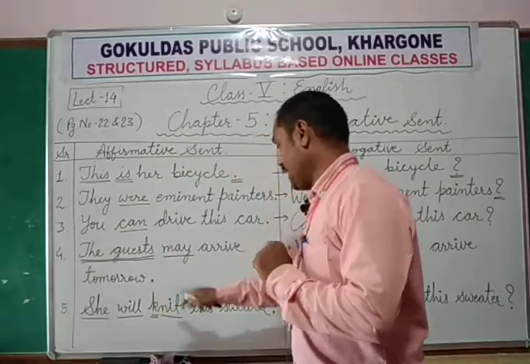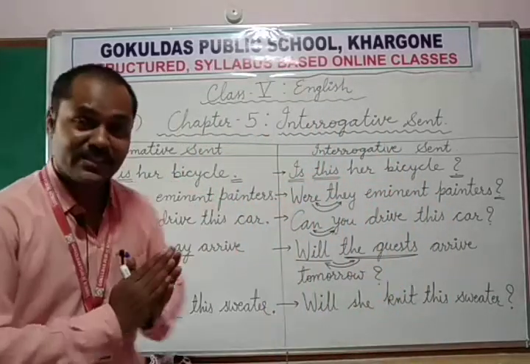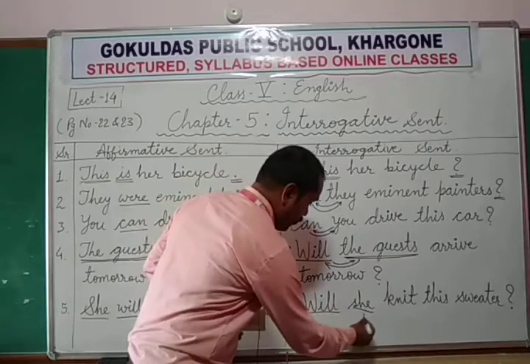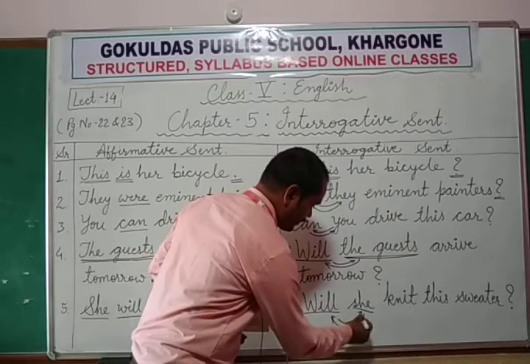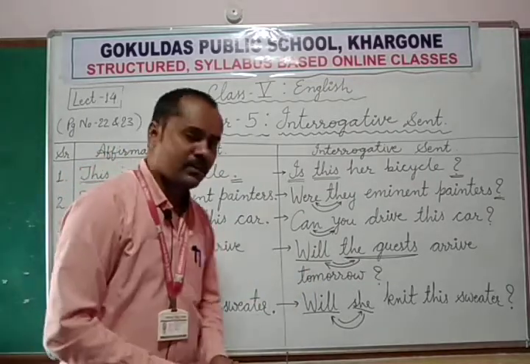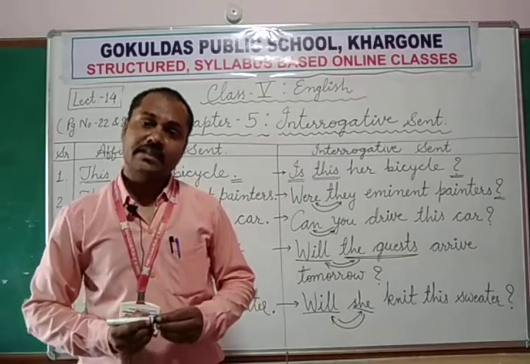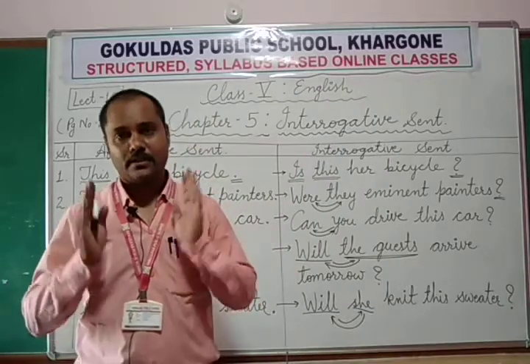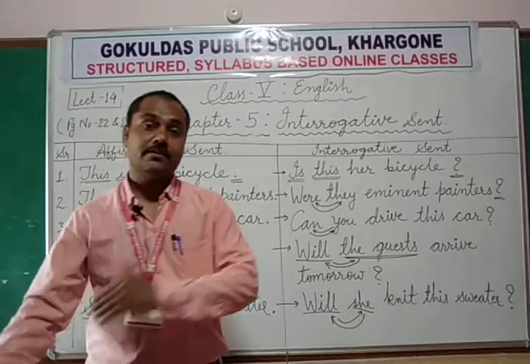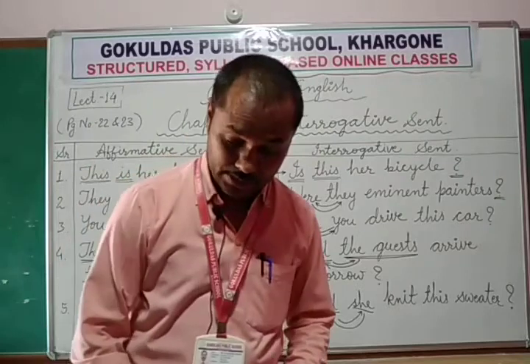So she will knit this sweater. That is a confirmation. But if you want to ask something, we exchange. Will she? Now change the places. Will she knit this sweater? Now this is a question. So that is a simple way to make affirmative sentences into interrogative sentences.